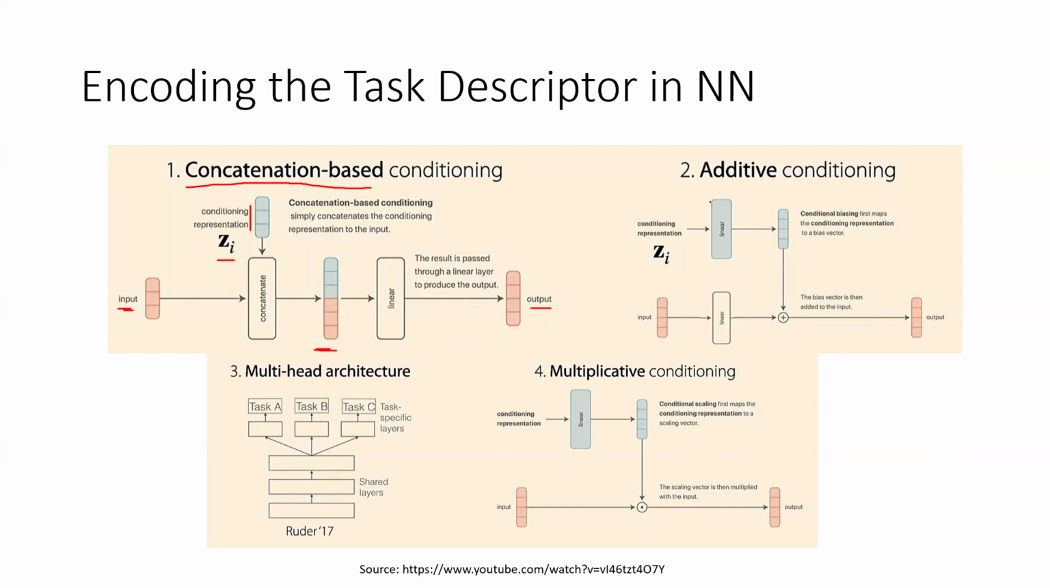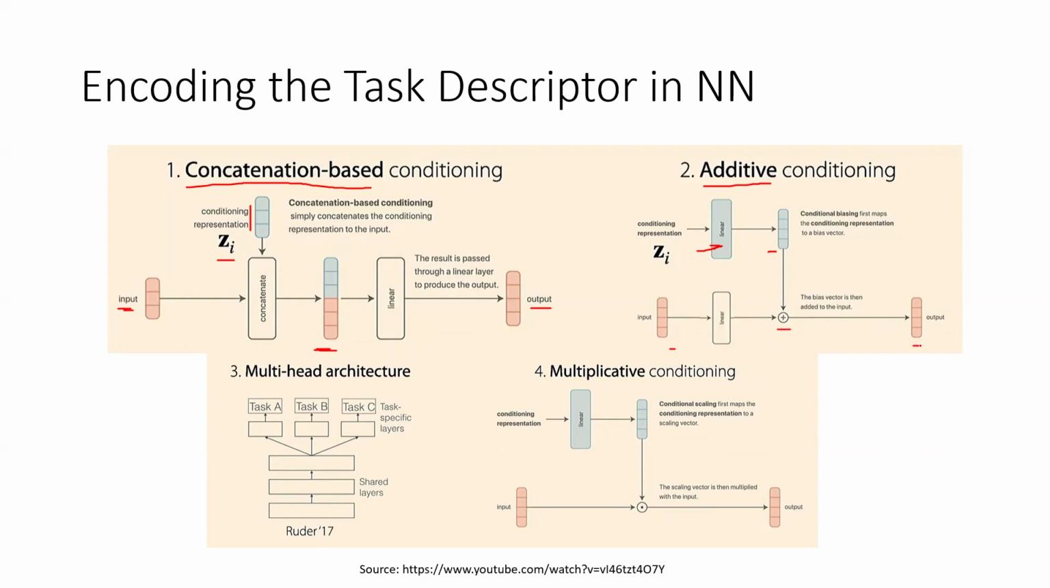The second one is known as additive conditioning. In the earlier case, we just concatenated the input with the task descriptor. In additive conditioning, what we are doing is adding the vector value to the input. But because Z_i may have a different dimensionality, you first pass it through a linear layer to get the dimensionality correct, and then you can add this corrected Z_i vector to the input. Then you add them together, and you get the output.